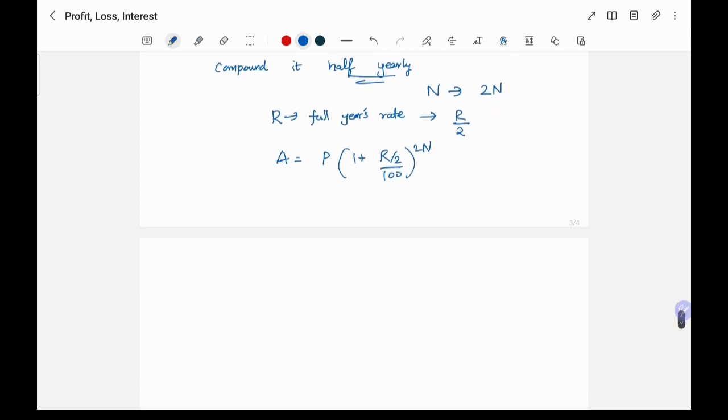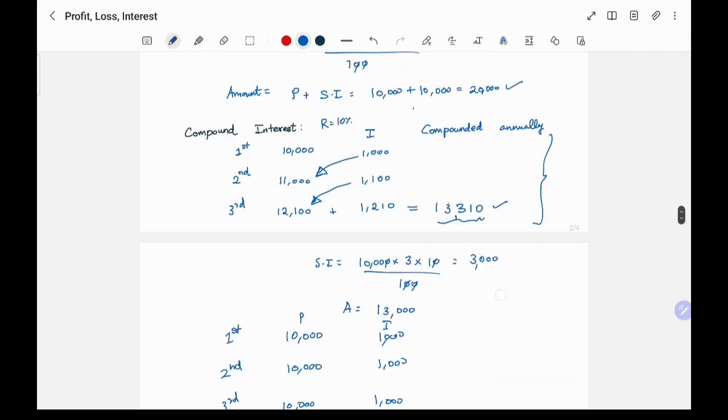Suppose we compound it quarterly. Quarterly means 1/4 of a year. So r will go to r by 4 and n will go to 4n. So for quarterly, it is 1 plus r by 4 by 100 whole power 4n. So this is the concept of compound interest.